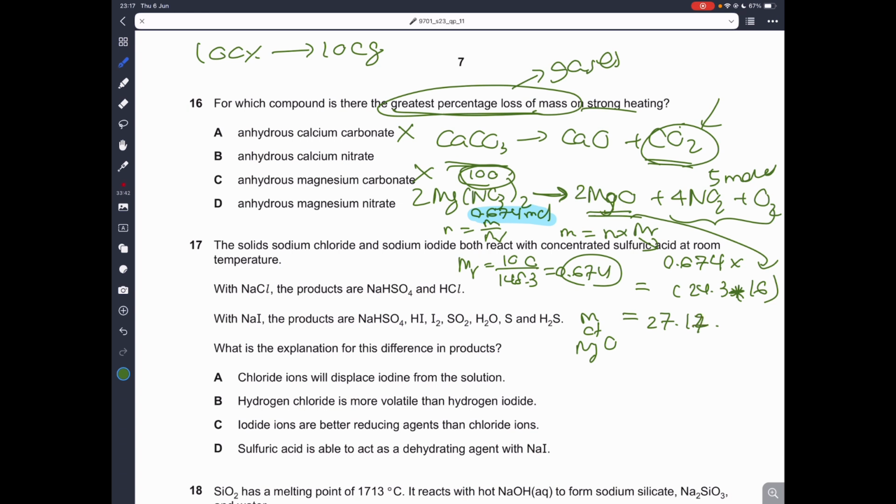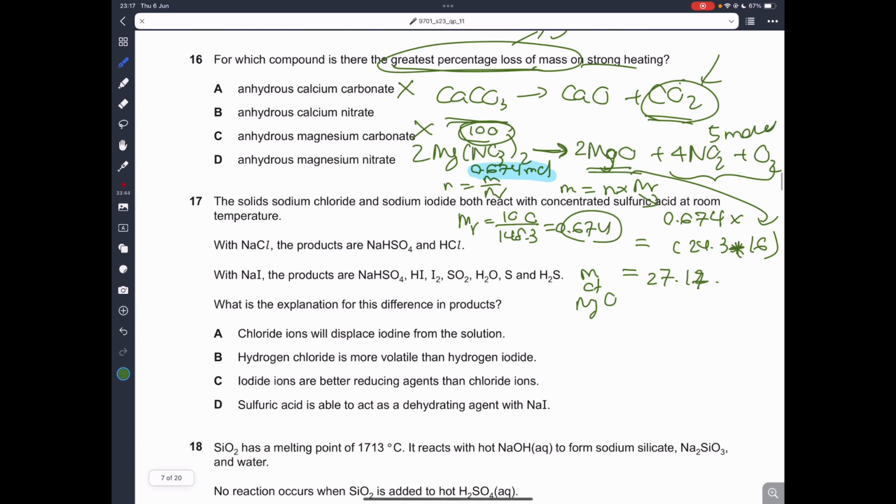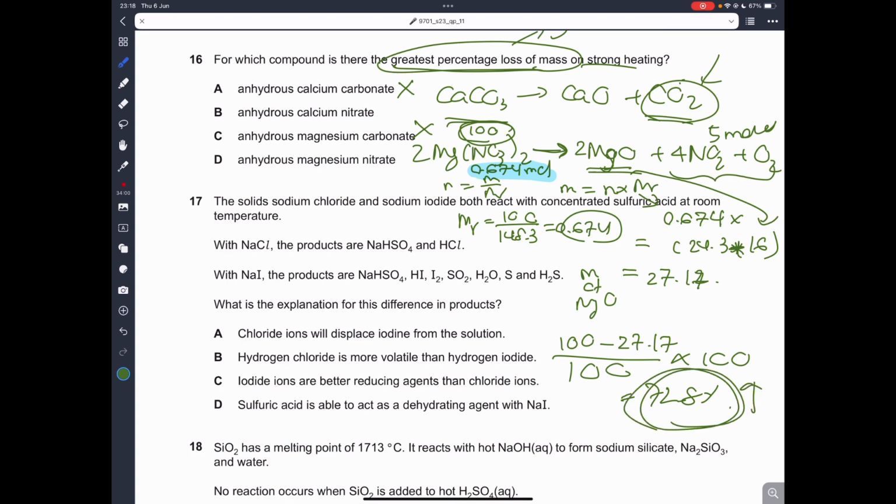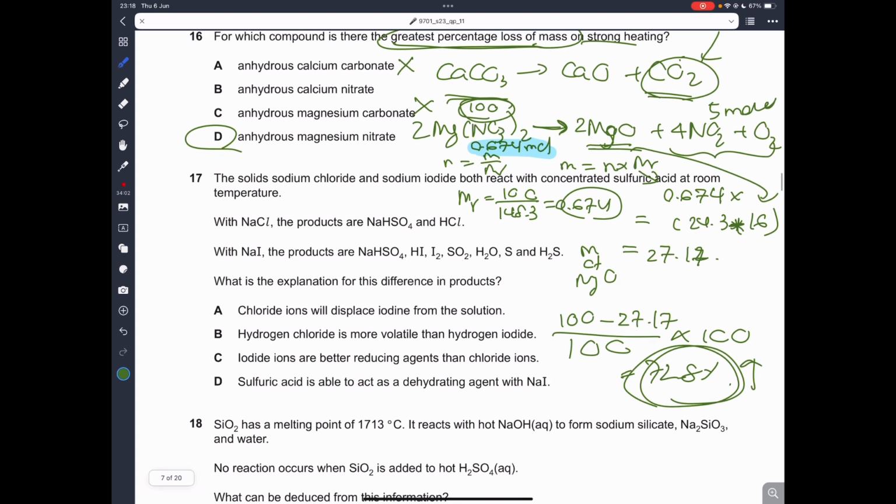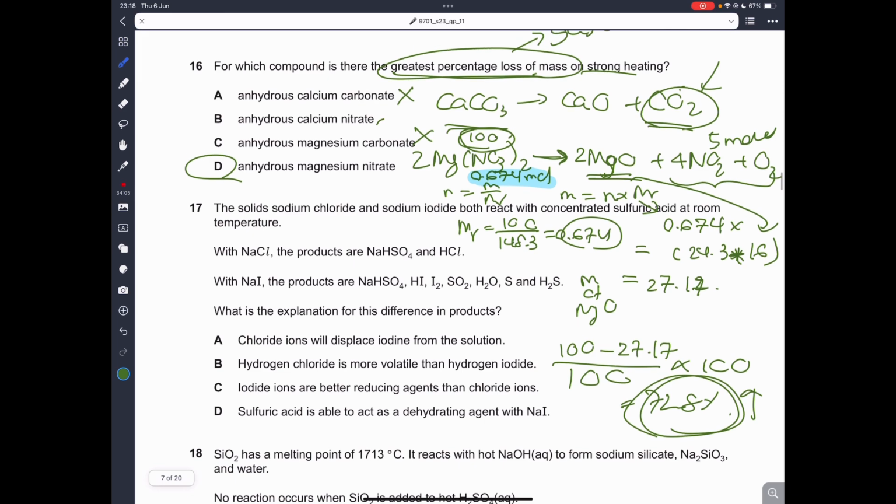27.17. Okay, so for the greatest percentage loss of mass, the original is 100, and the remaining mass is 27.17. So 27.17 over 100 times 100 is equal to 72.8%. This is the highest one. So D, the mark scheme says D, so it is D. You can also try the other ones using the same technique as this.